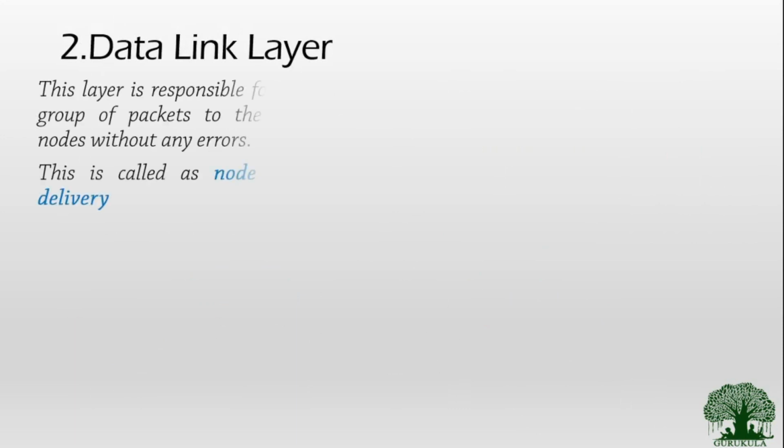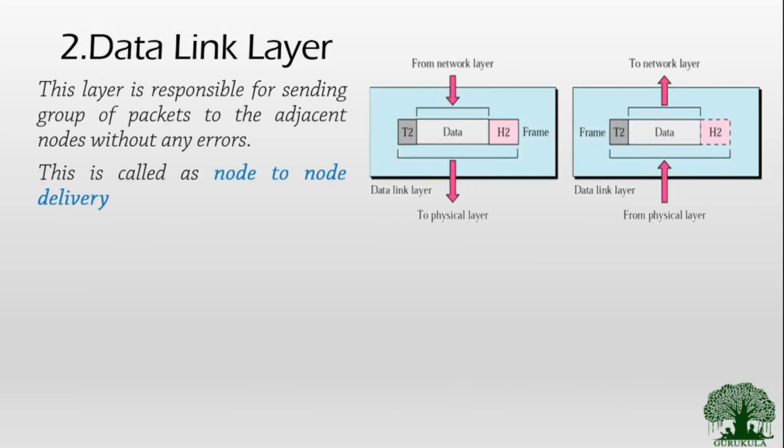Now coming to the data link layer, it is responsible for sending a group of packets to the adjacent node without any errors. And we also call this particular function node to node delivery. It is important to make a note of this delivery, because in a short time we will be discussing 3 more types of delivery, so that you should be in a position to differentiate which layer performs which type of delivery. So the data link layer is responsible for node to node delivery.